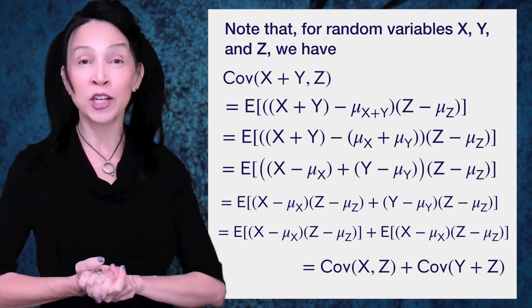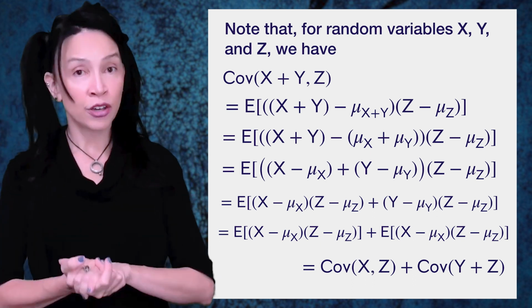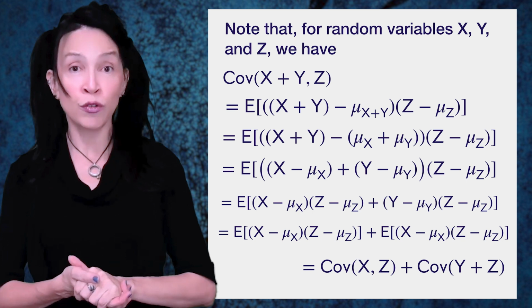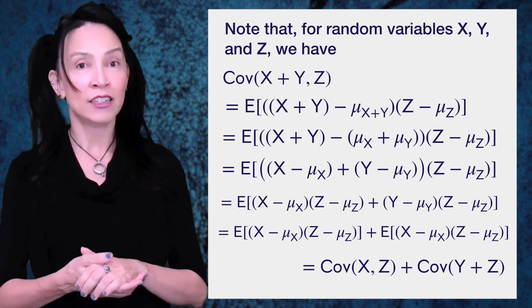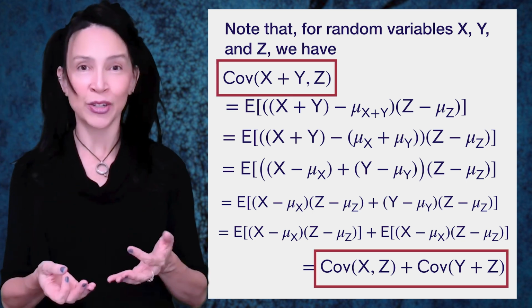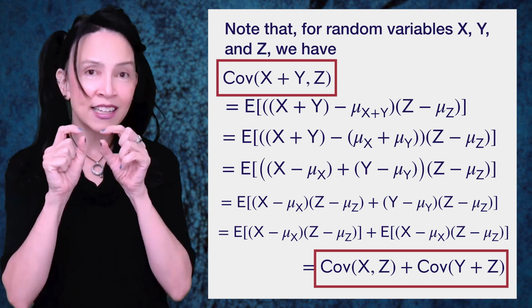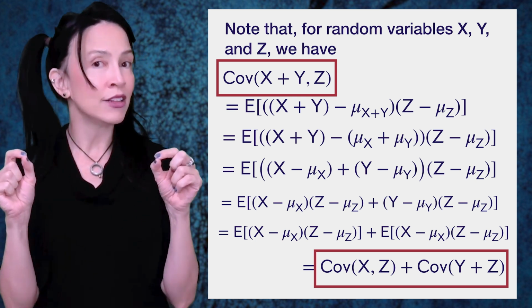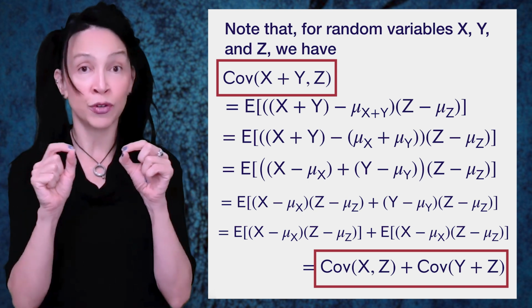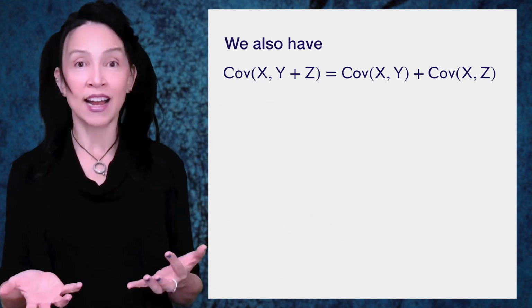The covariance of x plus y with z is the covariance of x with z plus the covariance of y with z. And of course, we can start here and go back to here. So this is saying that I have a sum inside the covariance, and it's becoming a sum outside the covariance, or vice versa. Now, we also have this on the other side.